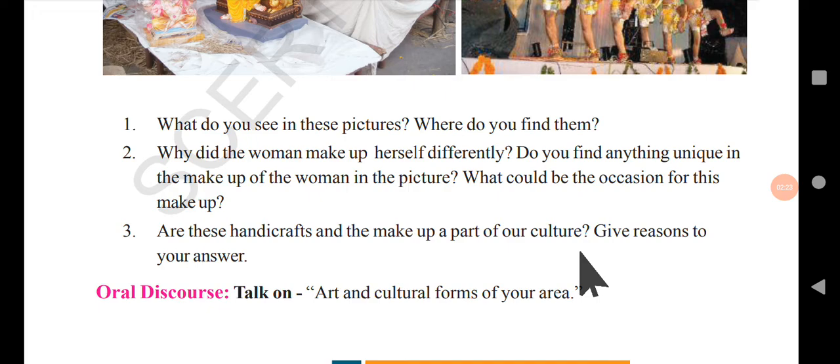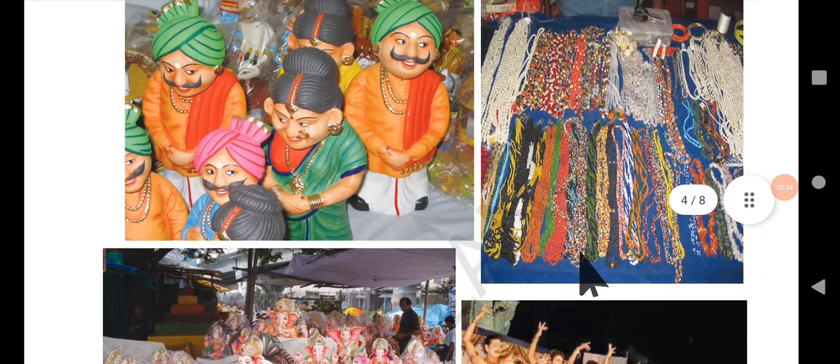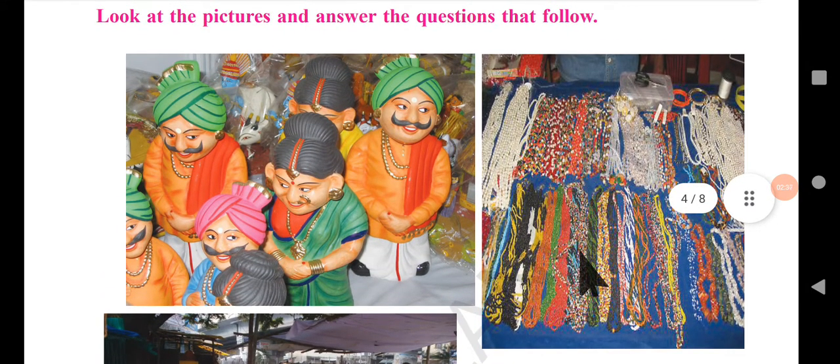Next one, why did the woman make up herself differently? Do you find anything unique in the makeup of the woman in the picture? What could be the occasion for this makeup? So see here in this first picture the question is, when do the people make up in this way? The woman doll which you can see here on the screen is so colorful. Okay, you can see that she has worn a new sari and is wearing jewelry. So it might be the festival time, right?